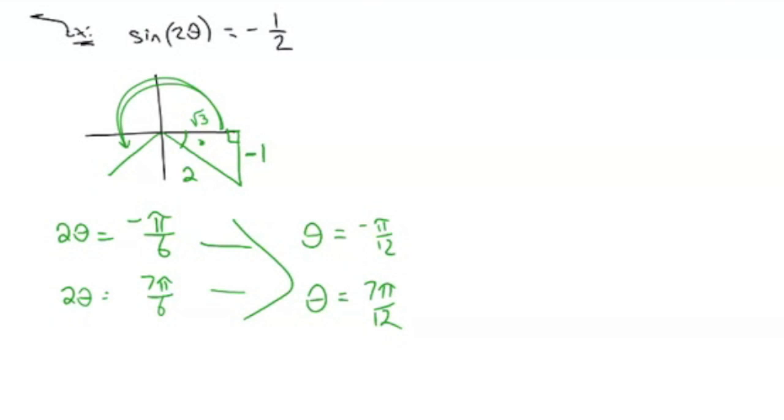Alright, this is where you can say, okay, these are my two angles that I'm going to come up with, and I'm going to add on 2 pi, I'm going to change the order. It sounds better saying 2 pi k.